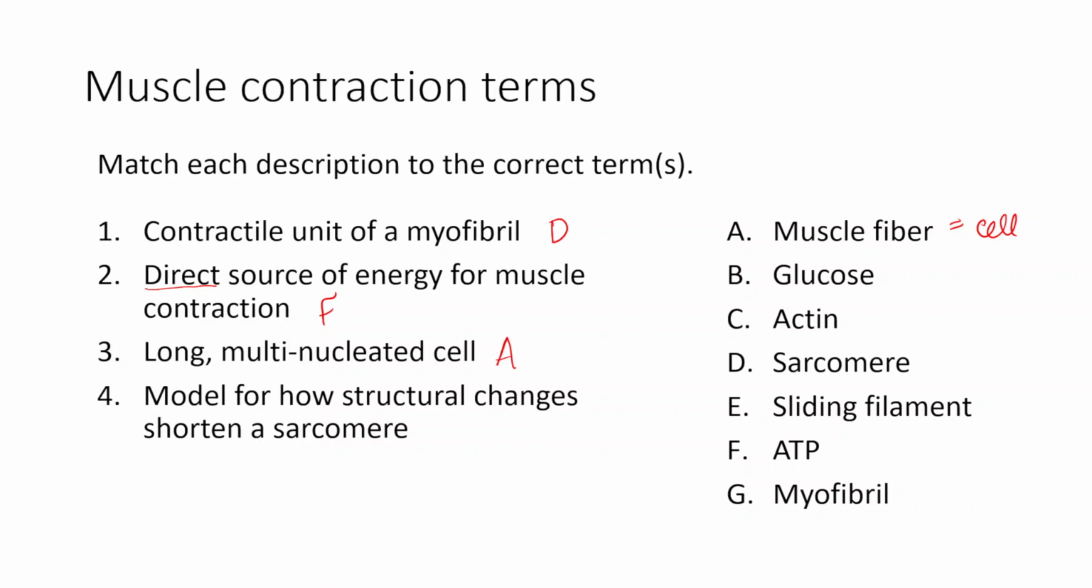All right, so what is the model we use for how structural changes will shorten the sarcomere? Yeah, it's the sliding filament model. And we call it that because there are filaments that slide past each other that help to shorten the sarcomere. So it's named just like for what it does.